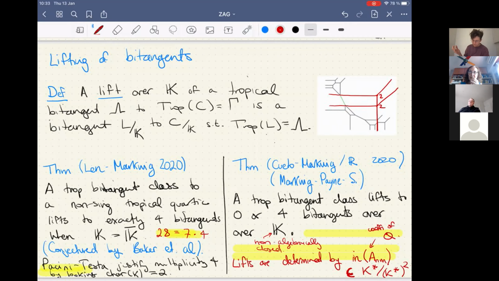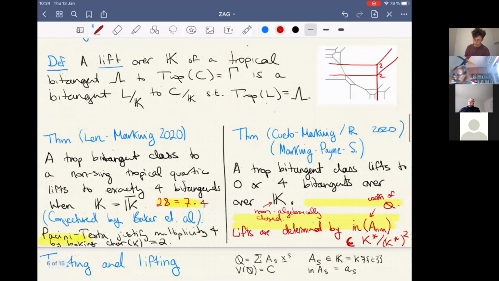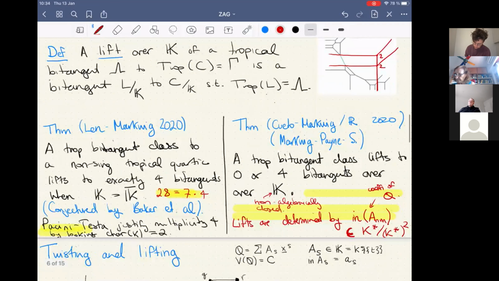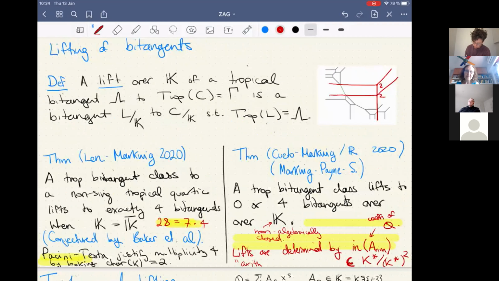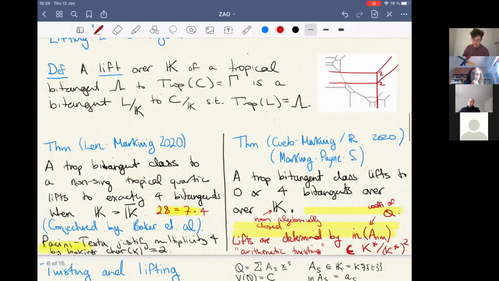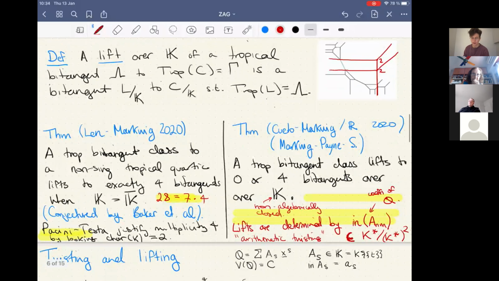And to help us determine these liftings from the sign data, we introduce a notion of arithmetic twisting. So I want to show a little bit about what this arithmetic twisting looks like, and also then relate it back to the real case to explain where the name comes from.